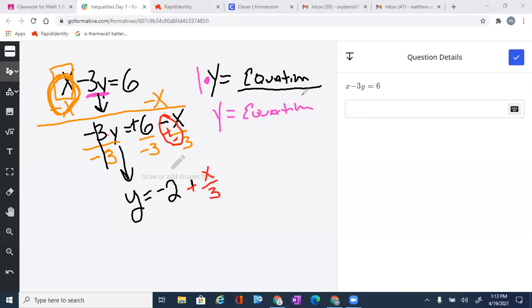Now, just to minimize confusion, you can leave it as x over 3, but some people do like to write it as negative 2 plus 1/3 x. X over 3 is the same thing as 1/3 x.